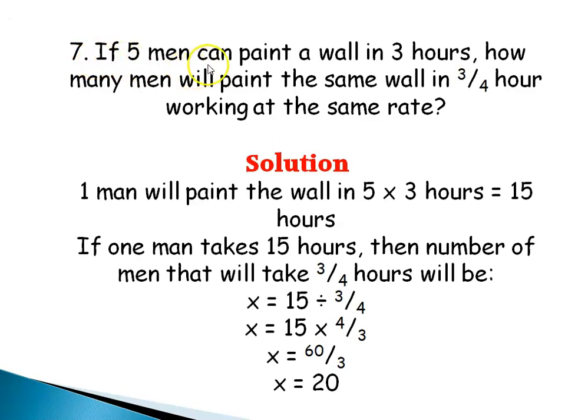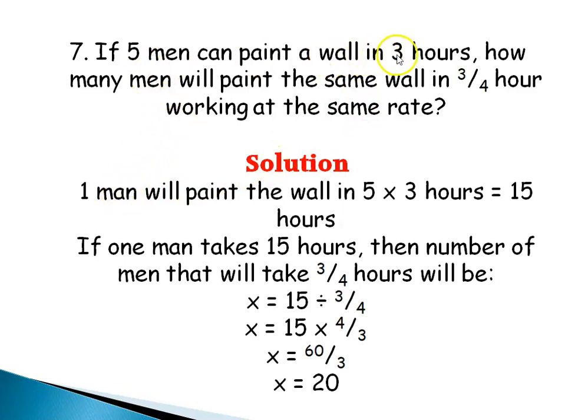Alright, let's move forward. Number 7. If 5 men can paint a wall in 3 hours, how many men will paint the same wall in 3/4 hours, working at the same rate? Now, what you should understand is, when you're talking about men working in a particular number of hours, the more men you have doing the work, the lesser time it will take. So if I have 5 men doing 3 hours, if I have more men, I'm going to spend lesser time. Do you understand?